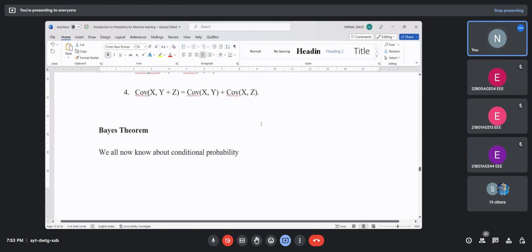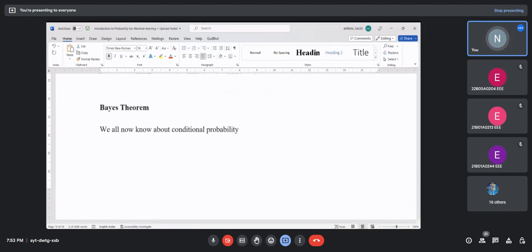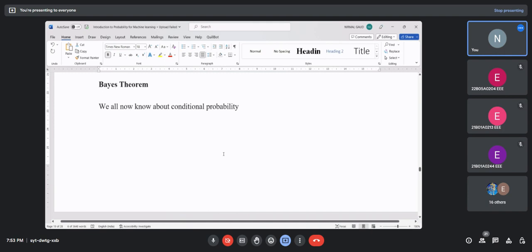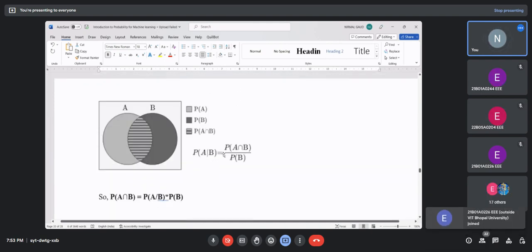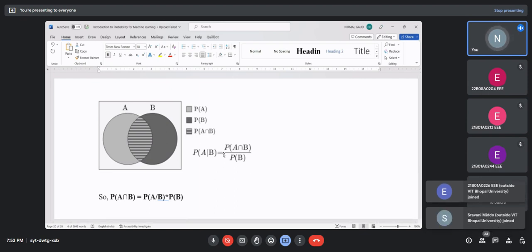Next, very important again, is Bayes theorem, because in machine learning we work with the Bayes model. Bayes theorem is something you need to focus on. I will help you understand this Bayes theorem in very simple terms with the help of set theory. For example, you have been given two sets, A and B.